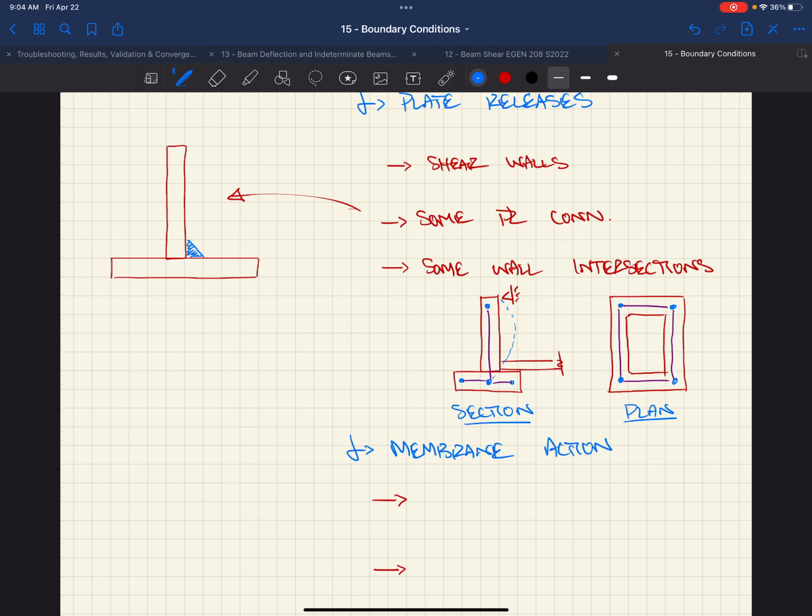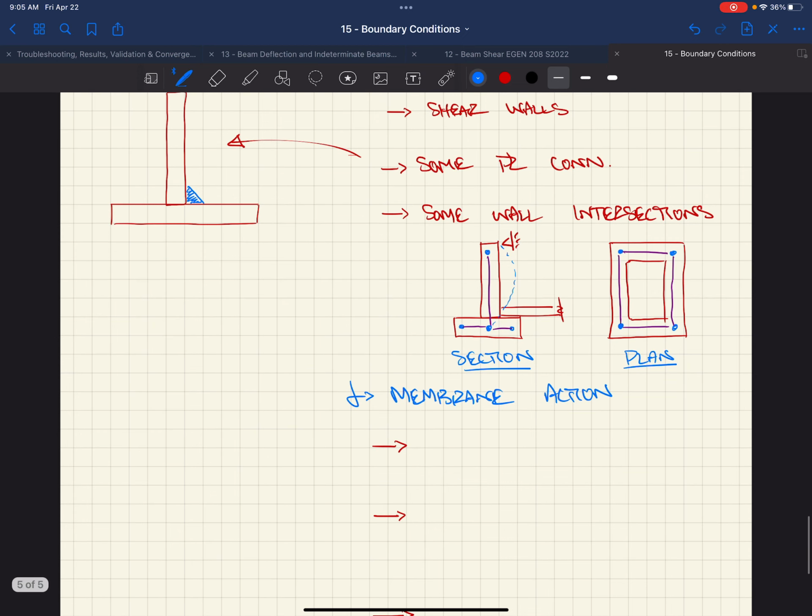What element is VA using when they do membrane action? Constant stress triangle? Or is it the opposite, constant strain triangle? Which would be constant stress. But it's not the opposite CST. Almond triangle. There it is. Yeah, the almond triangle.